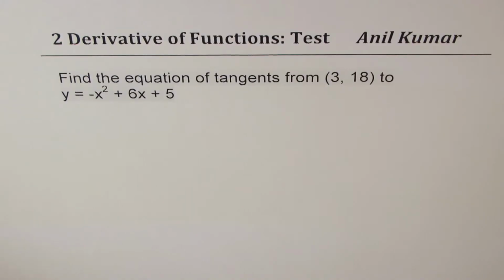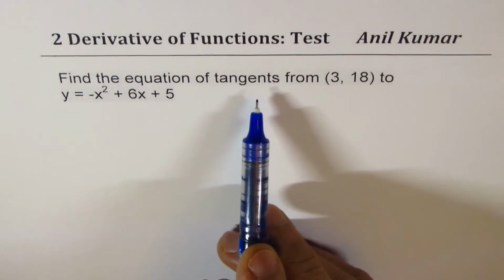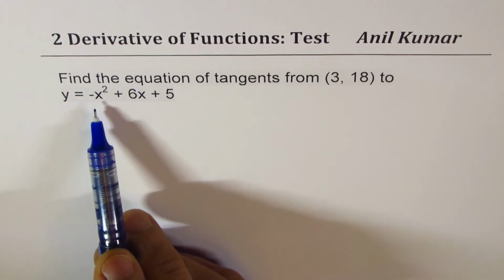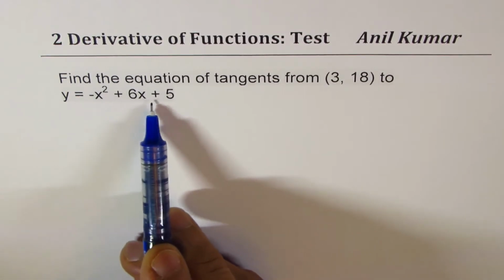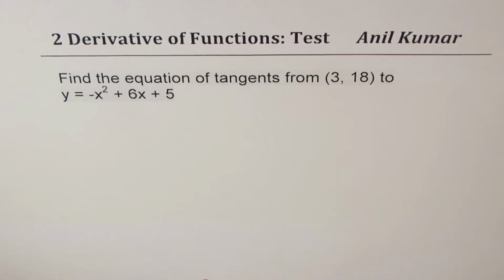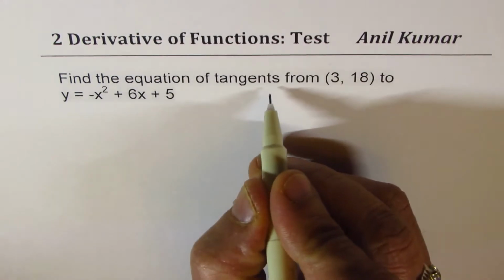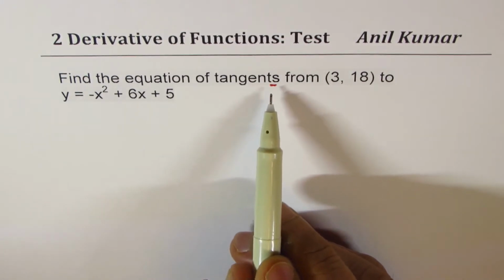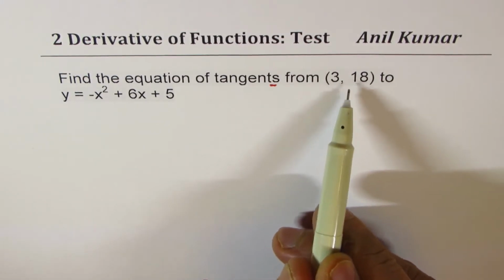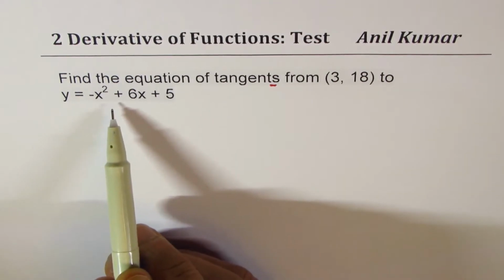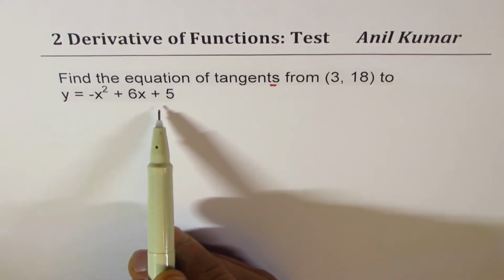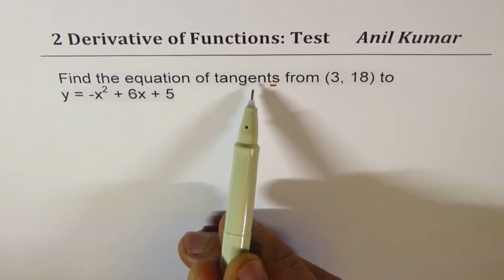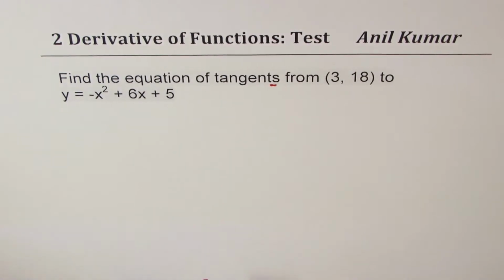The question here is, find the equation of tangents from (3,18) to y equals minus x squared plus 6x plus 5. I hope you notice the word tangents. Now that clearly indicates that the point (3,18) may not be on the curve of this parabola. If the point is on the curve, you can only draw one tangent, not more than one, right?